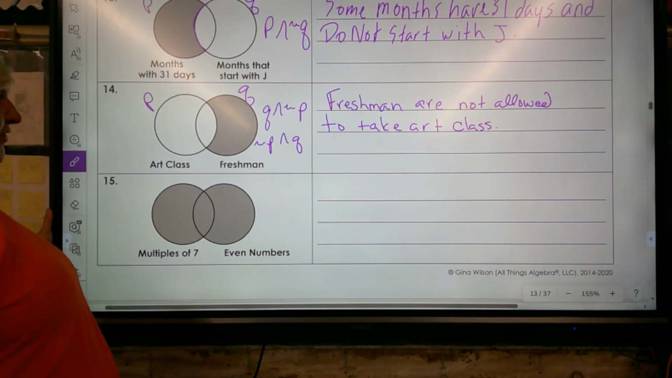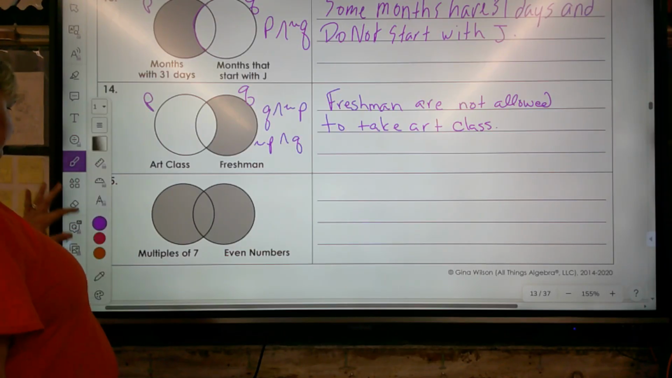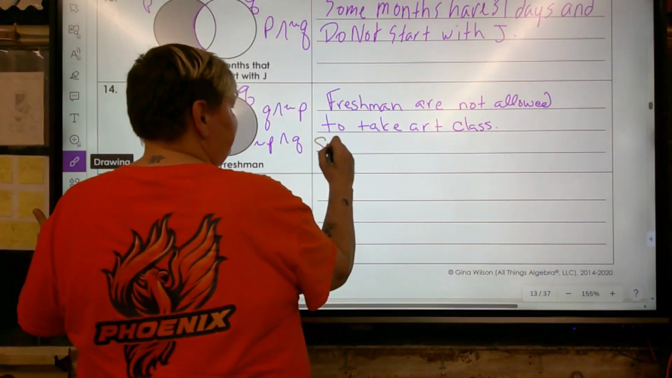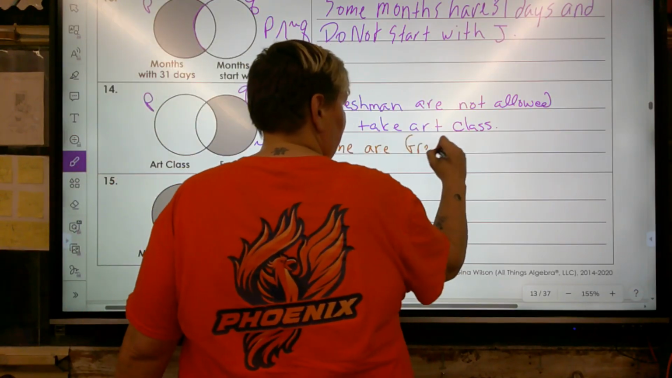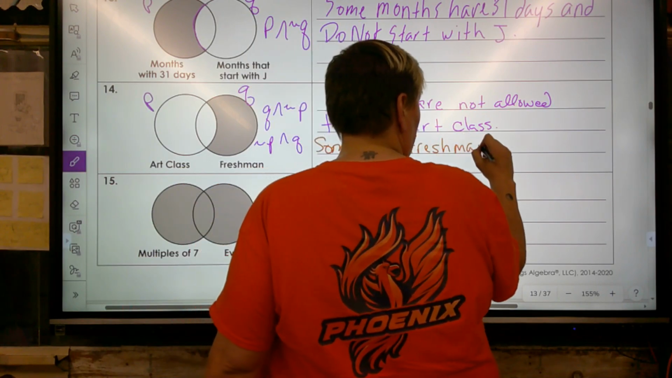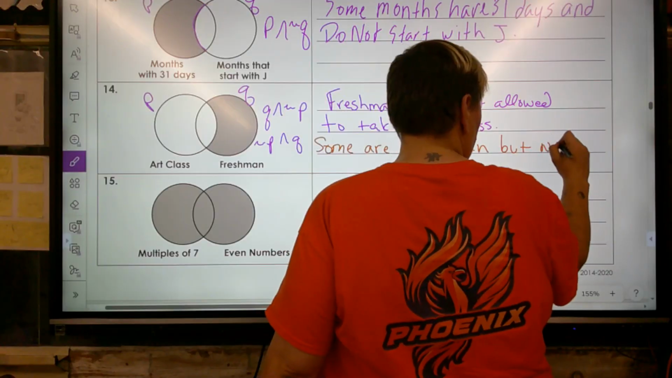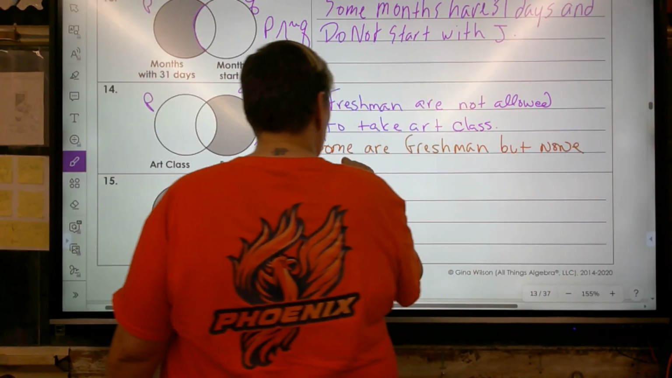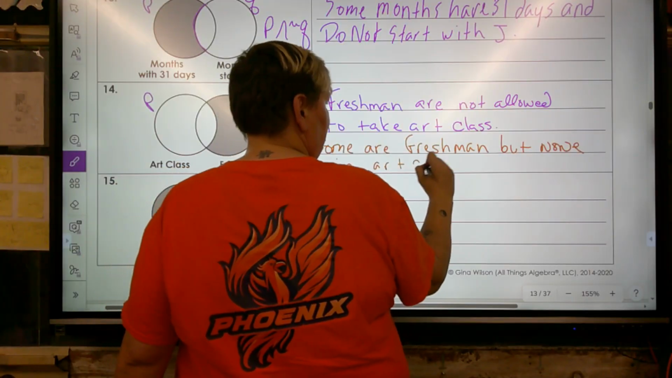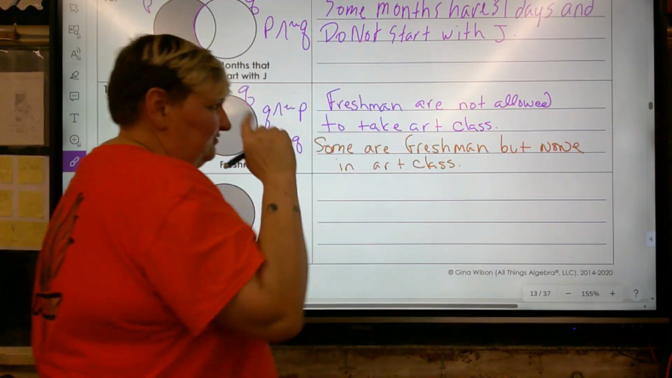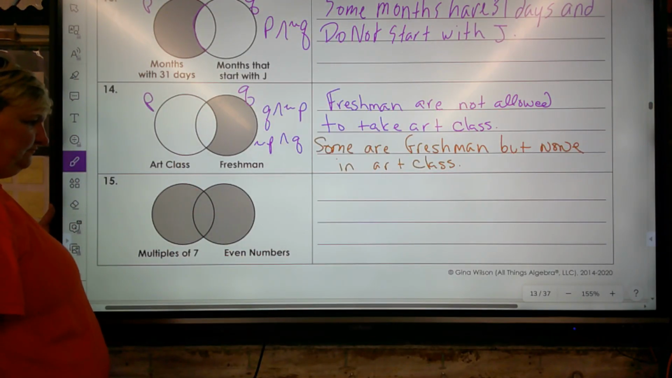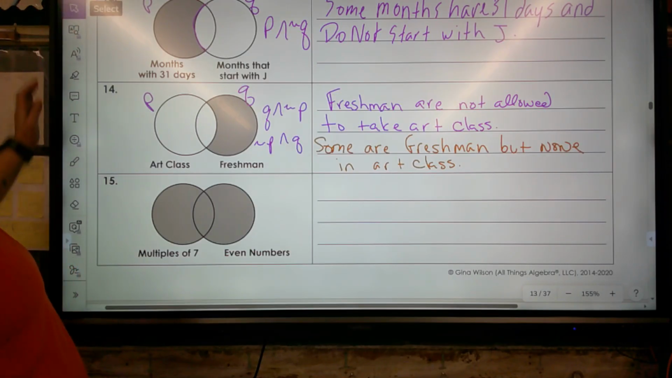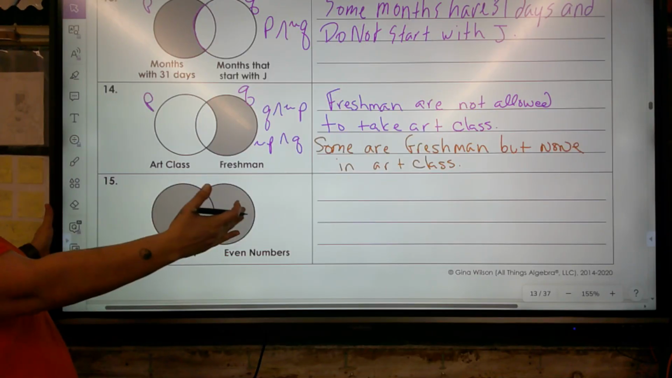If you do want to go the other way around, use the some. Some are freshmen, but none in art class. More than one correct answer as long as it matches your diagram. And then the last one. Pause it, see if you can figure out what it's trying to say and how you would say it.